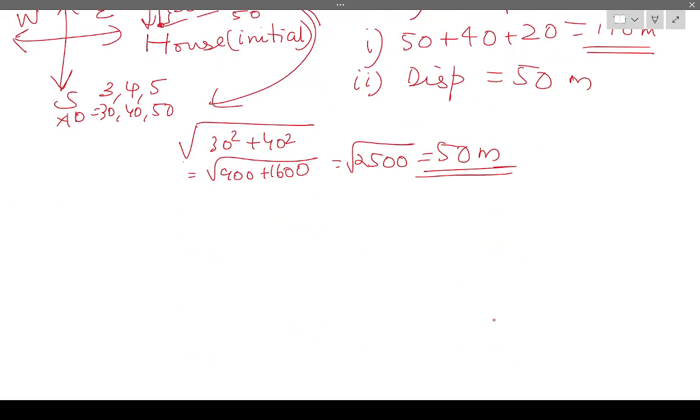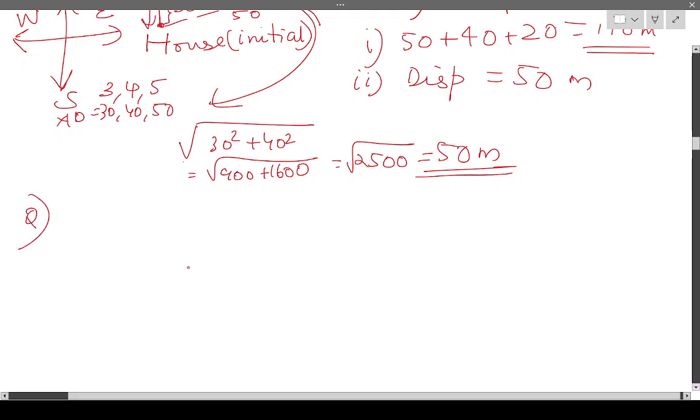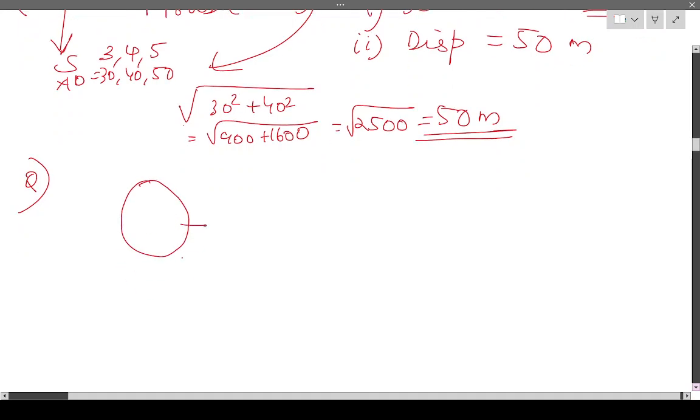We'll discuss one more question. A person is moving in a circular path, going along a circular path A, B, C, and D. It is moving in the circular path and covers 1/4 of the circular path. So the person is covering 1/4 of the circular path.